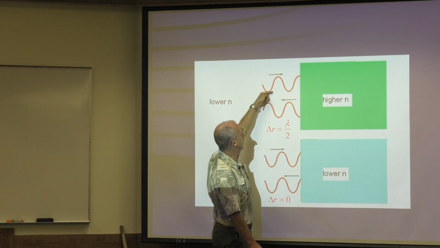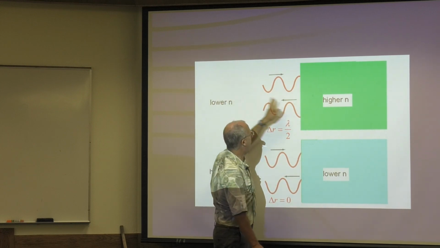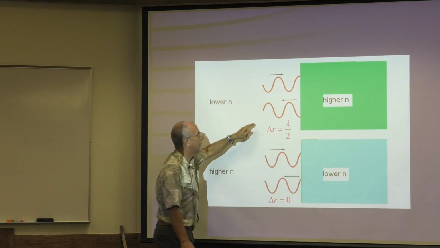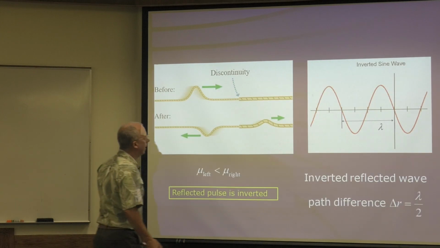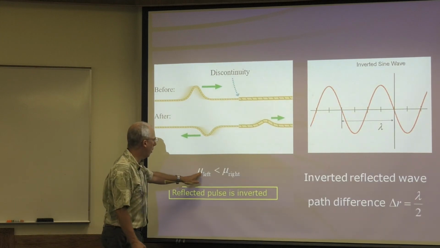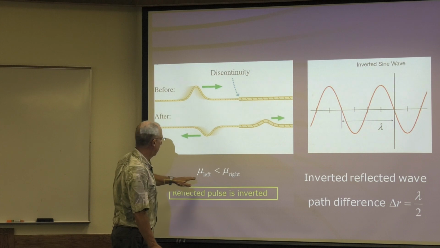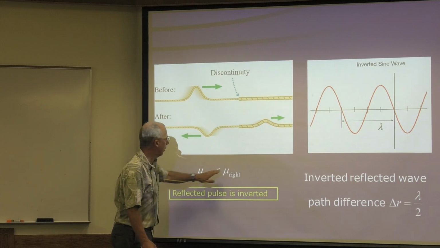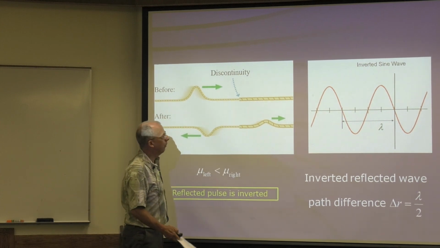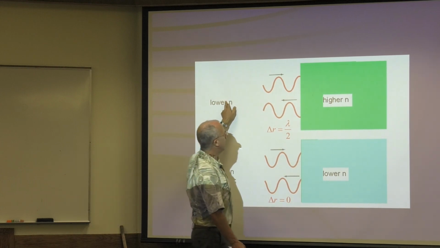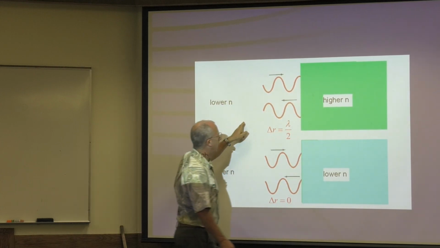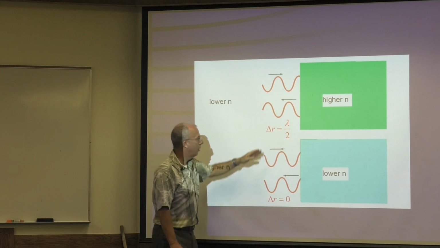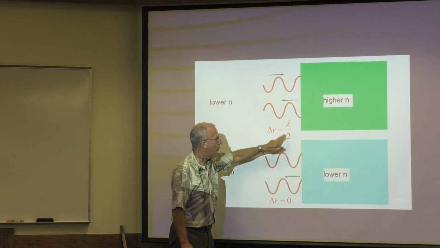The wave comes in, and if it goes from low to high, it's inverted, just like this. If it goes from small to large mu, it's inverted. For light, if it goes from low n to large n, it's inverted. So it's equivalent to a path length difference of lambda over 2.